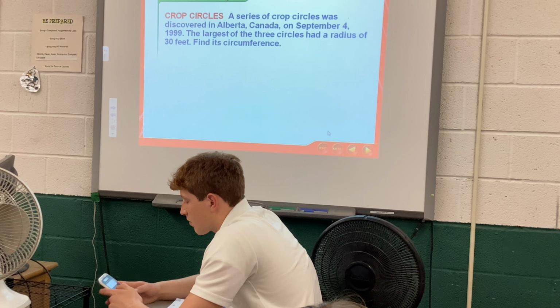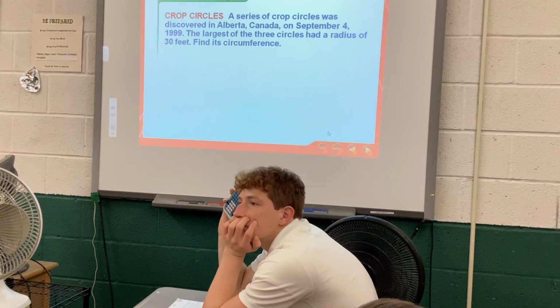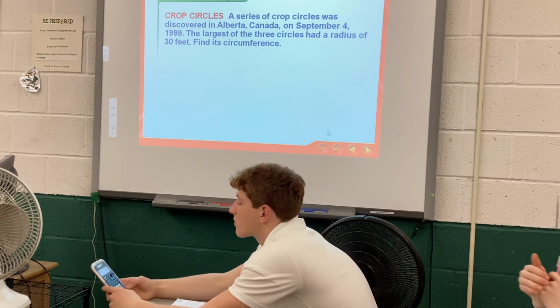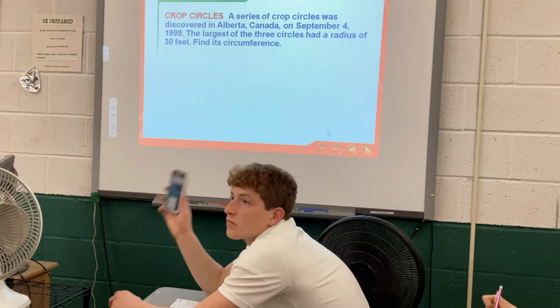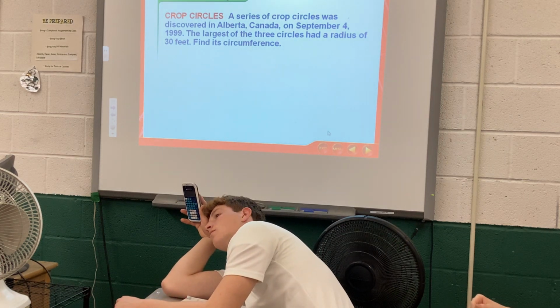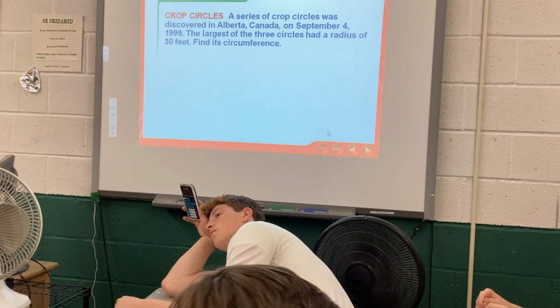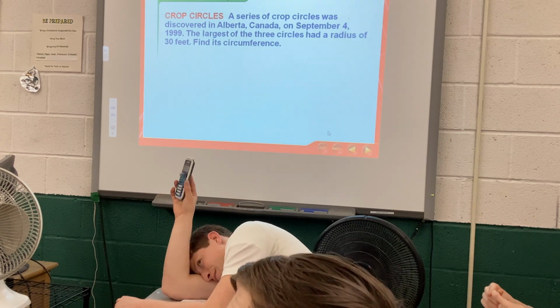So again, if it says it's a radius of 30 feet, how can I find the circumference? 2 pi r. So what's 2 pi r in this case? 30 times 2, 60 times pi. In the back of the book, they will leave it as 60 pi. Okay? I don't like that. If you have something like that, always punch it into your calculator. Don't just leave it like that.